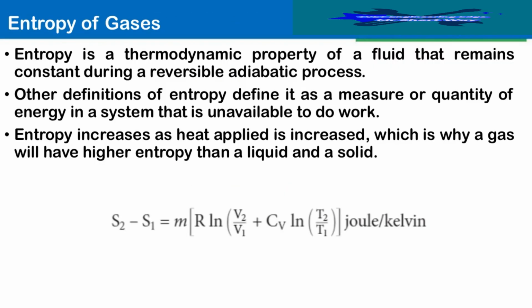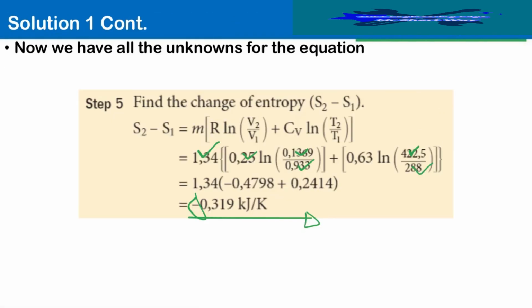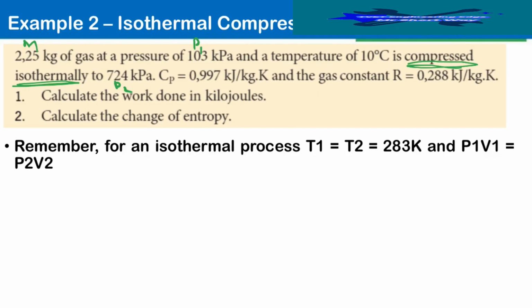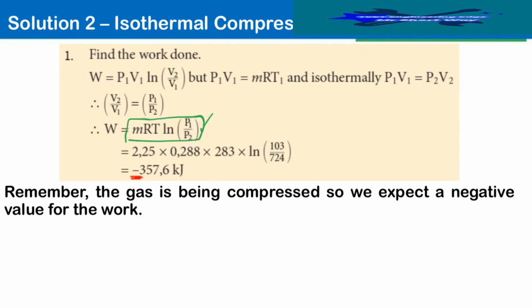You can see, guys, there's nothing to figure out. You don't need to figure anything special out. You just have to look at the variables that were given to you, go back to the table and figure out which equation you're going to use. The mass has been given, R was given, T1 was given as 10 degrees Celsius. You convert it to Kelvin, you get 283. P1 is 103 and P2 is 724. After that, you get a work value of negative 357.6 kilojoules. Simple as that. No tricks, no fusses.